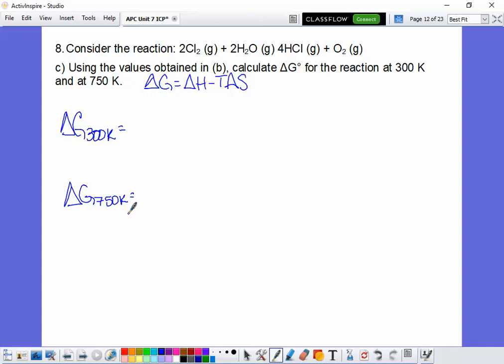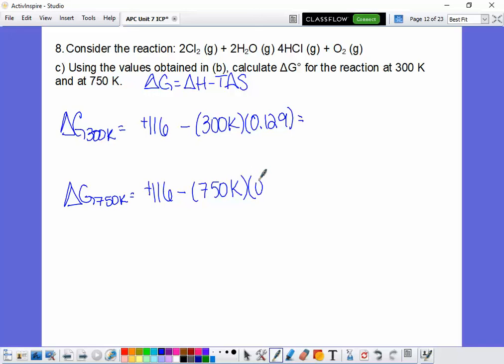Before we can plug the delta H and delta S into the equations, what do we need to do? Get them both to the same unit. Doesn't matter which one you convert. Nope, I like converting delta S. So my delta H is still going to be positive 116, minus 300 Kelvin. What's going to be my delta S in kilojoules per Kelvin mole? 0.129. And then this one will be the same thing, but 750 Kelvin instead.